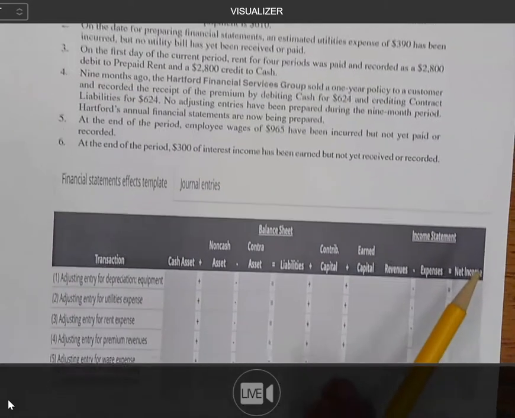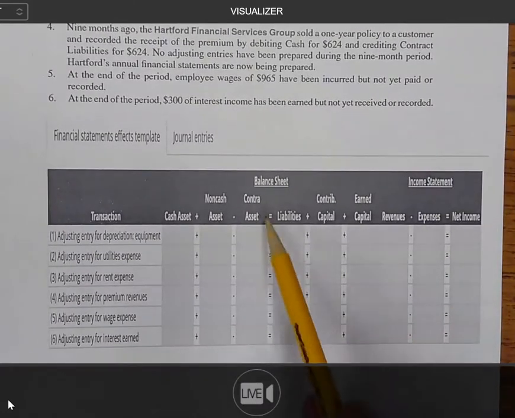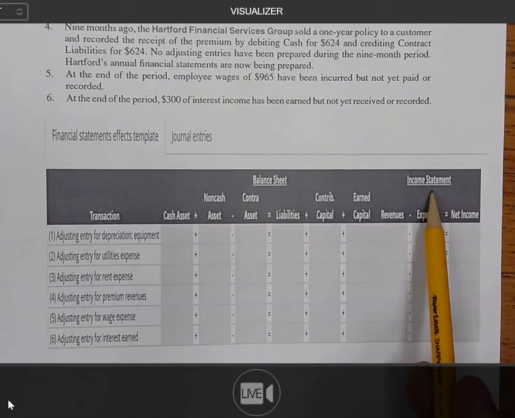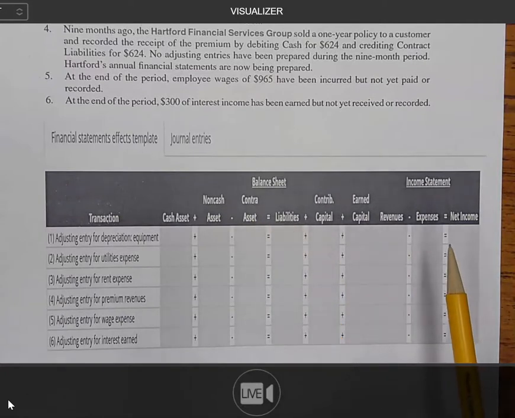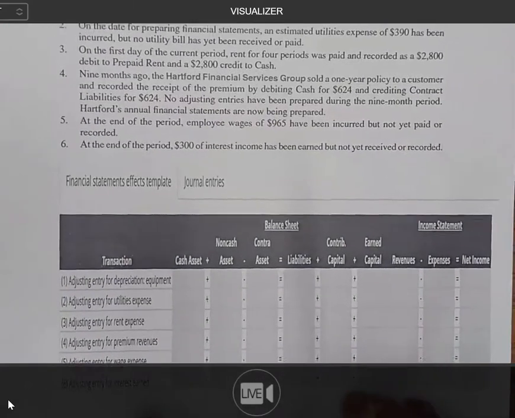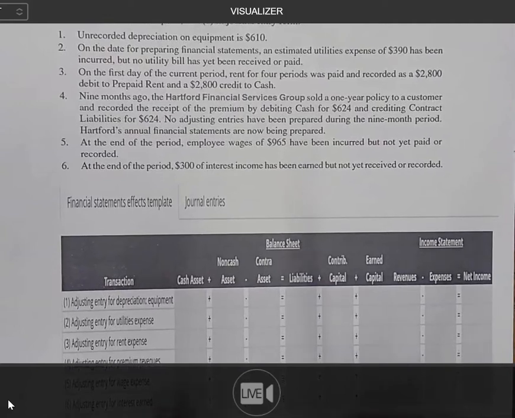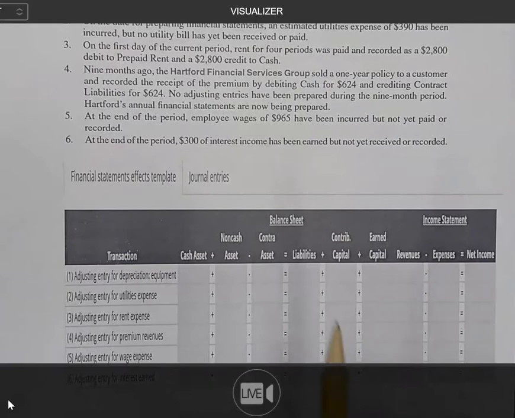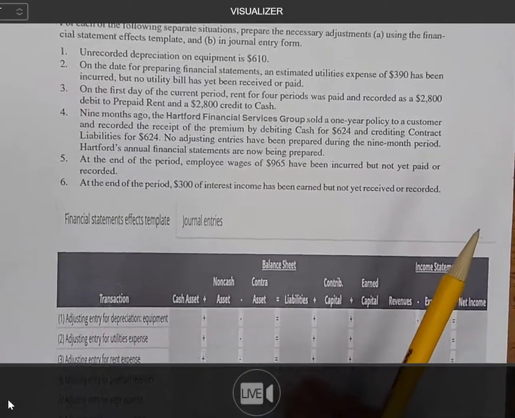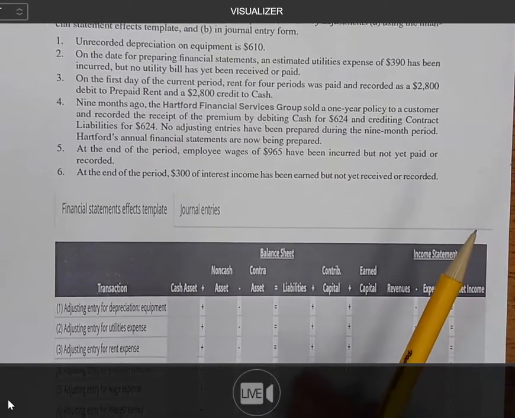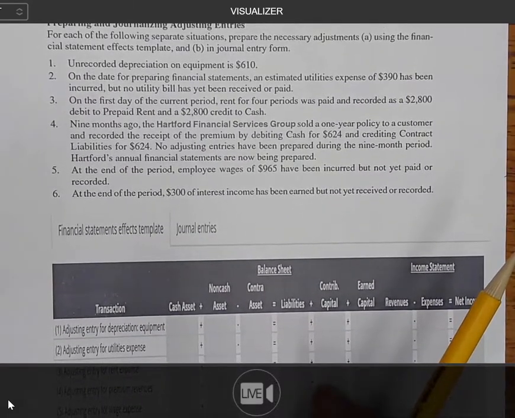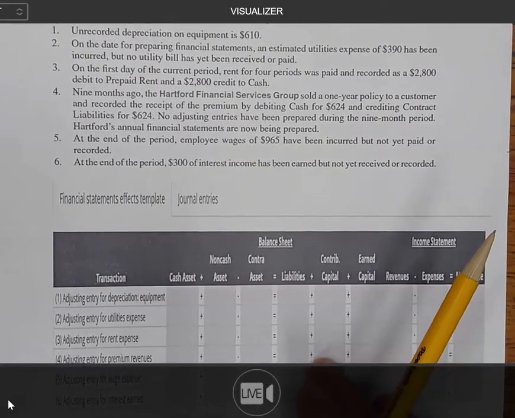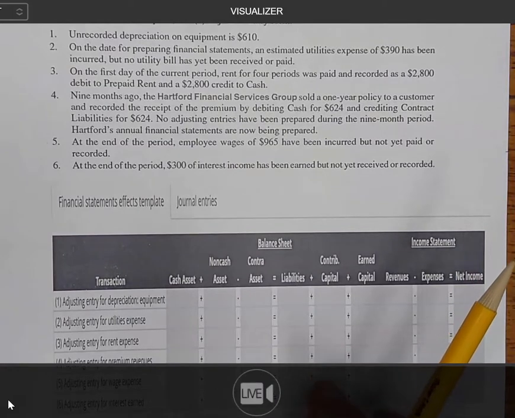Notice down here on our little effects template, we have a balance sheet side and an income statement side. We're going to approach this from what takes place on the balance sheet, and then address the income statement. For some of these items, your thinking might be income statement and then balance sheet, and that's fine. I'm just going to do the balance sheet side first so that I can go from left to right. Again, the first transaction is unrecorded depreciation on equipment. If something has gone up, I'm going to use a positive number, and if something goes down, I'm going to use a negative number. I don't actually see that in the instructions.